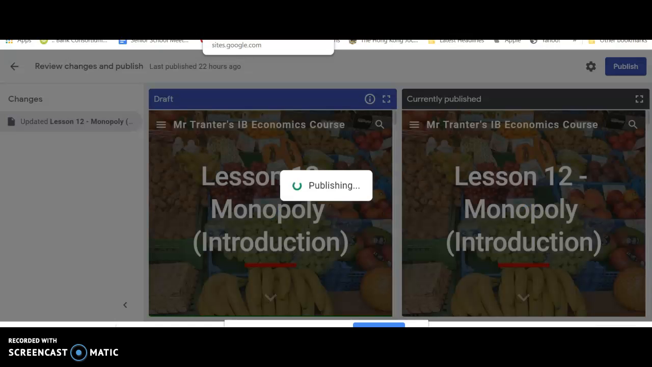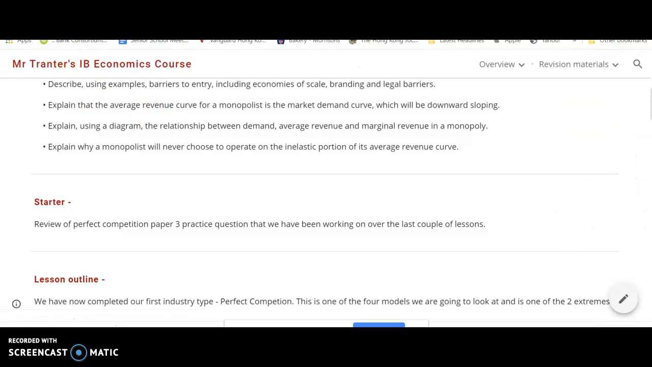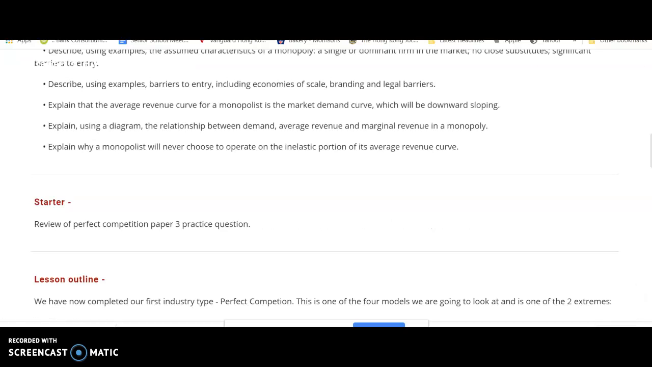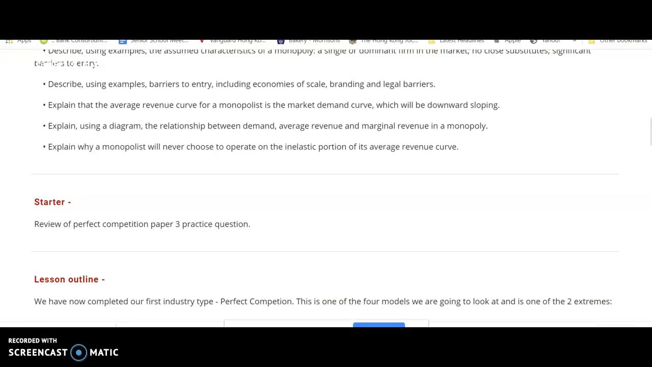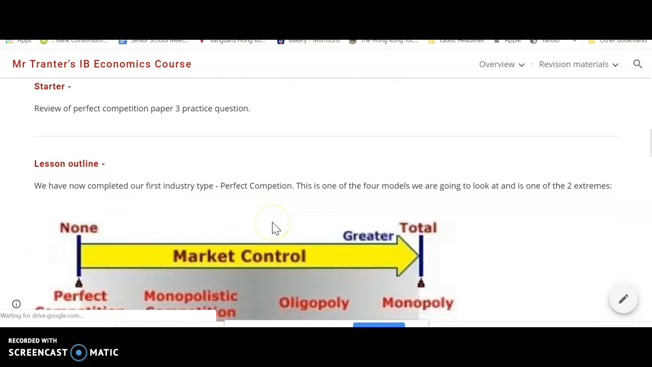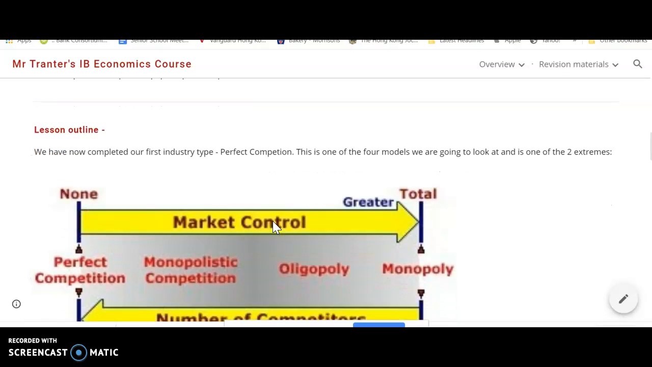So in the starter, we're not actually going to do the starter at the moment, but there is an example of a paper 3 type question linked to perfect competition. So that's there for you to have a go at, if you want to, at some point in the future. Okay, it doesn't seem to be turning up at the moment. What I'll do is, it should be just there, unless they've put it in a different place. I'll have a look at that later and sort that out for you.